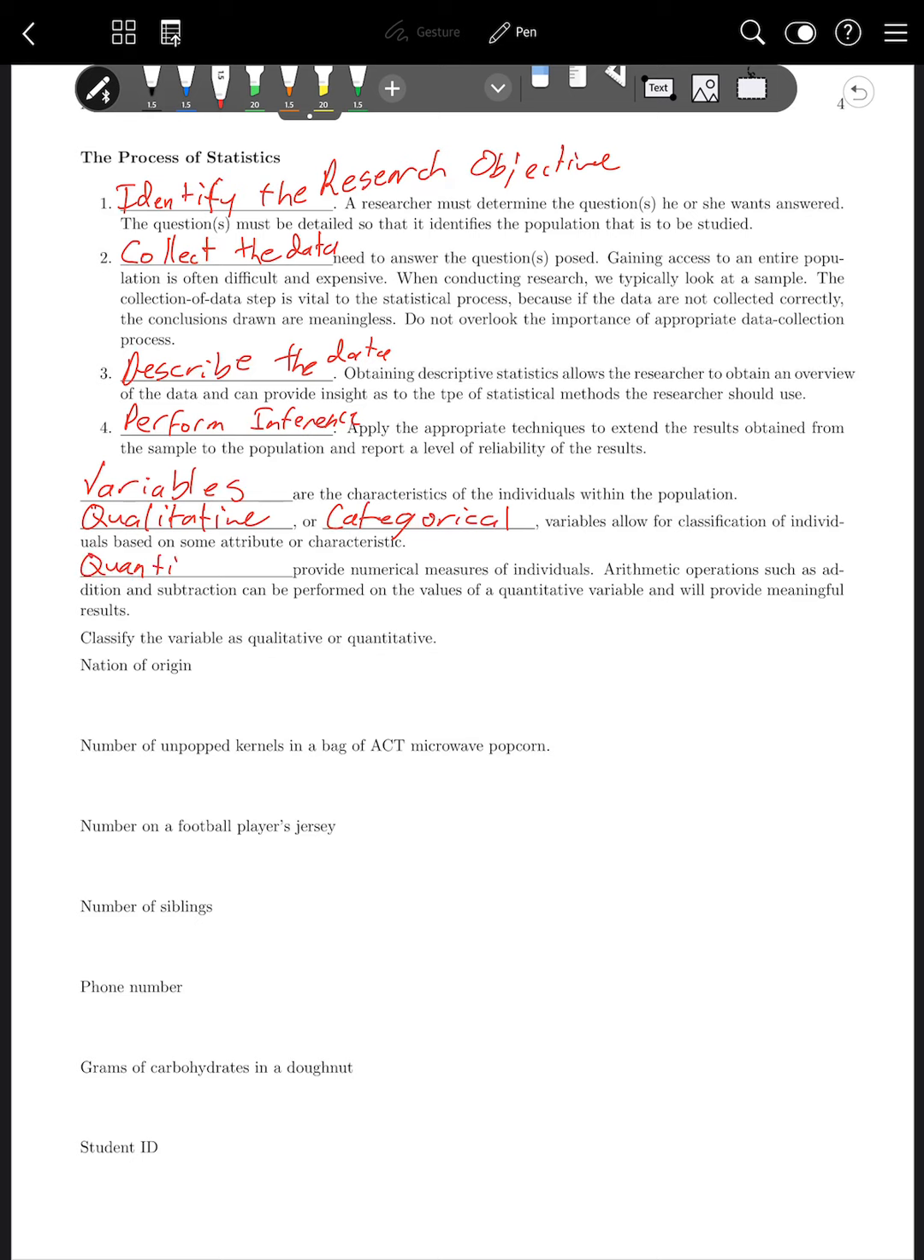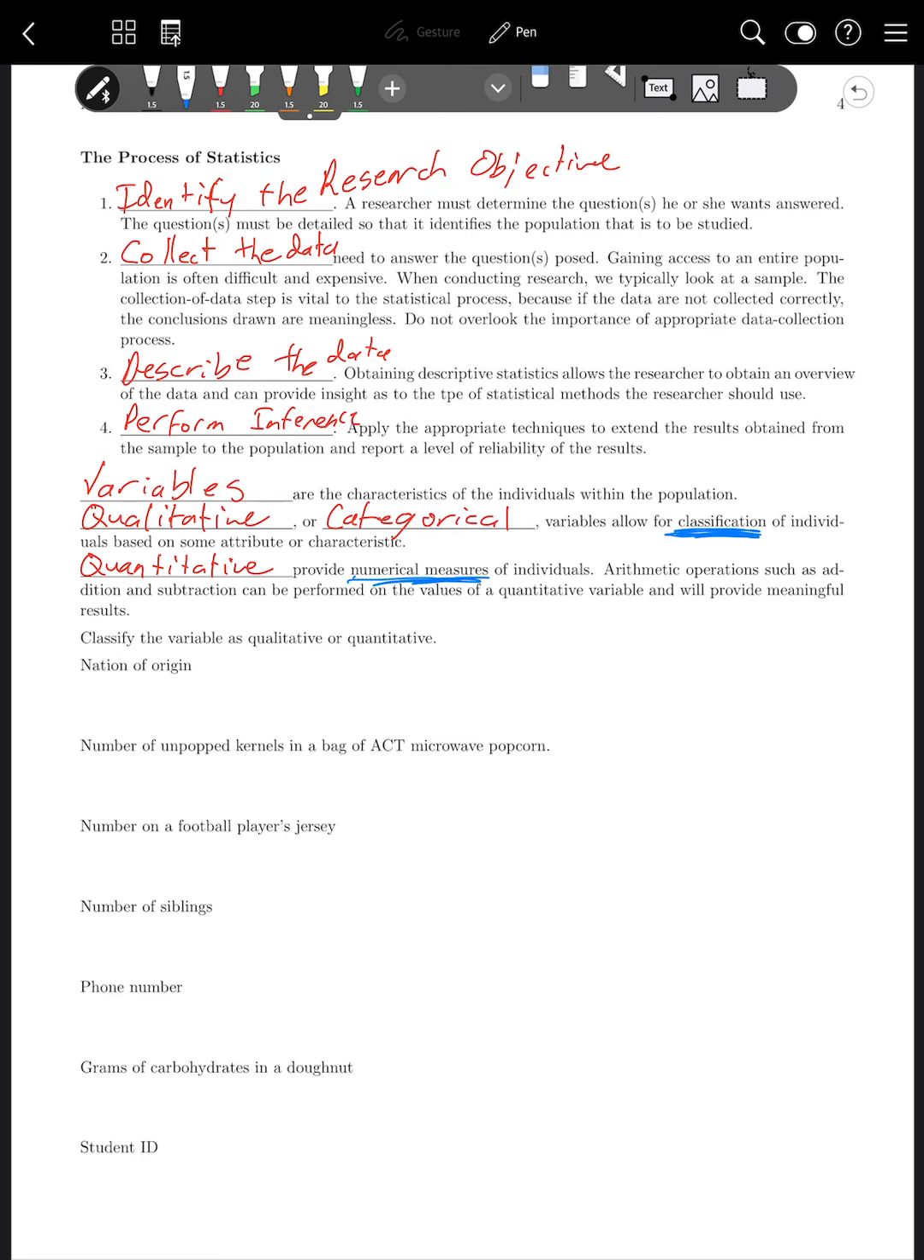Quantitative variables provide numerical measure of individuals. Arithmetic operations such as addition and subtraction can be performed on the values of the quantitative variable and will provide meaningful results. So there are a couple of key words here for each of these. For qualitative, the key word is classify, classification. Does the value classify you? In the quantitative one, the key word here is numerical measures.